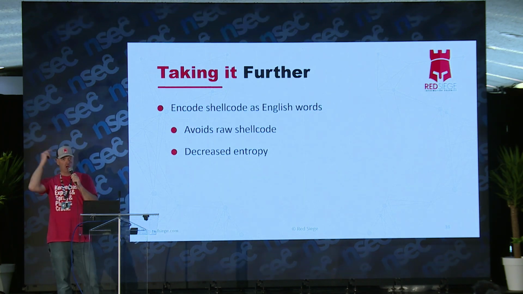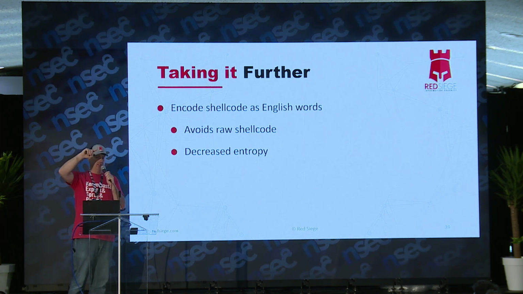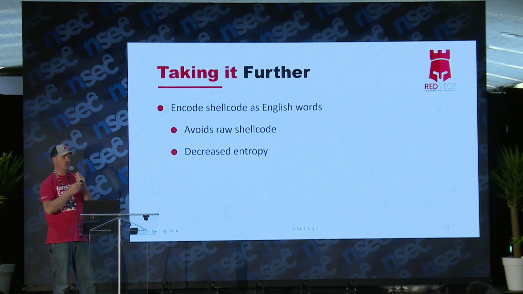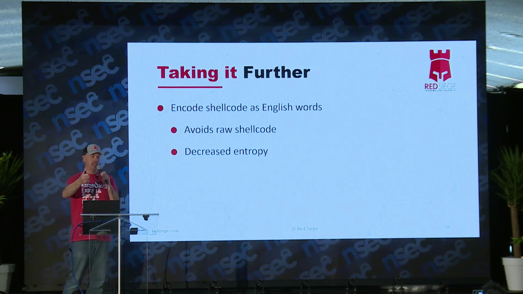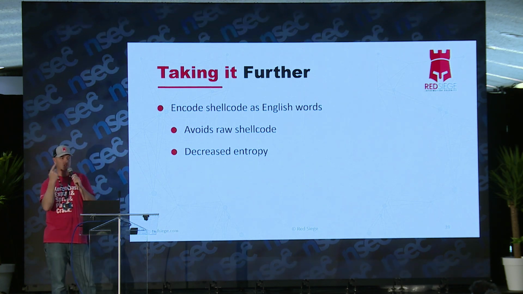Well, I know that English words, any language actually, will be lowering my entropy. So if I could encode shellcode as words, I would decrease my entropy and I would avoid having any shellcode in my payload altogether. So how does that work?